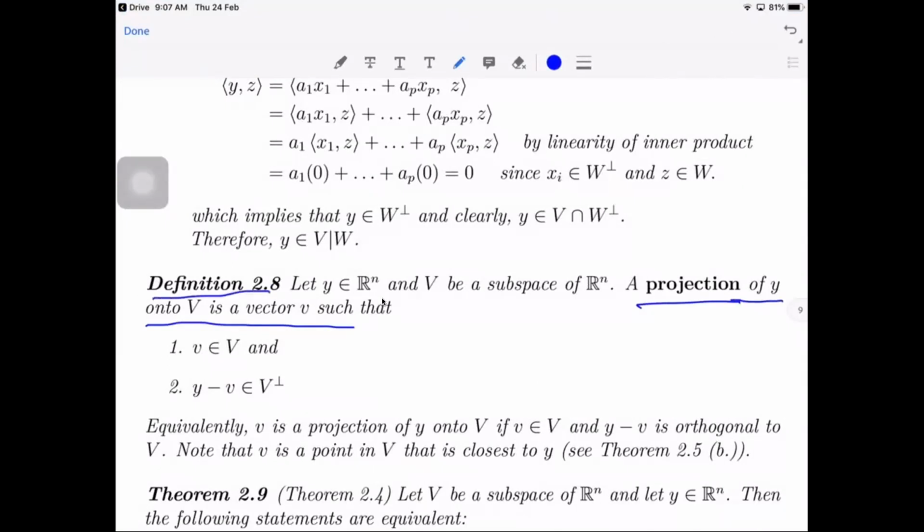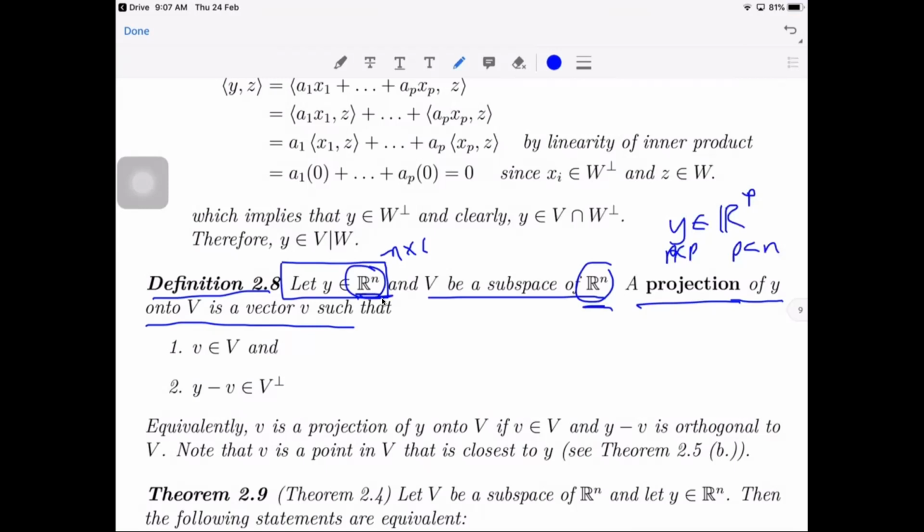Okay, so definition 2.8. Let Y be a vector, this is n by 1, and V a subspace of R^n. Note that sometimes we let Y be just in R^p, a p by 1 vector, wherein p is less than n. In this case, we have a subspace in R^n, and we also have a vector in R^n.